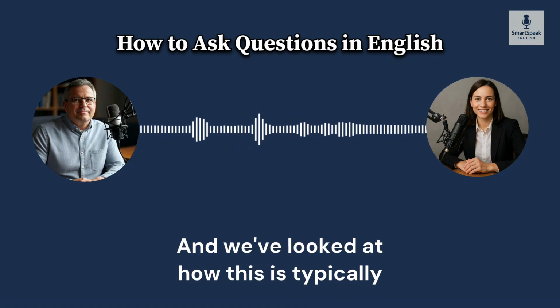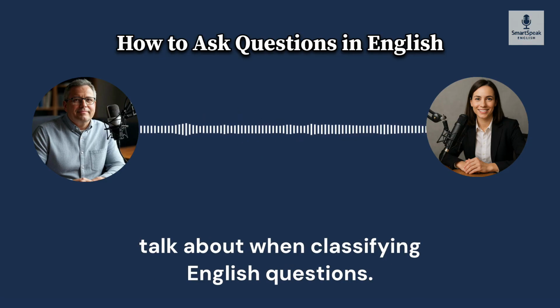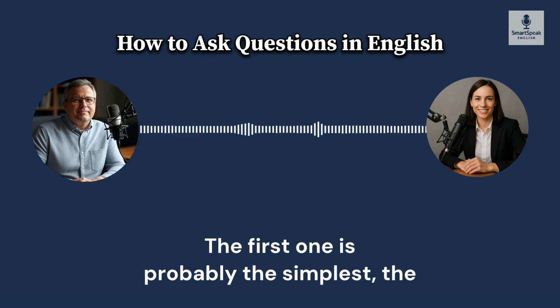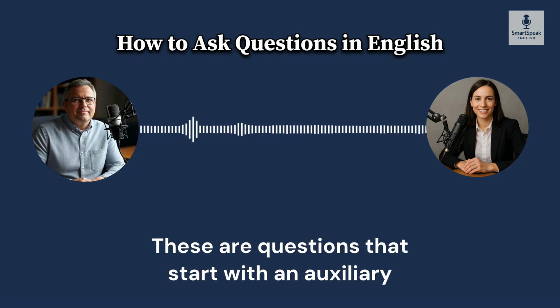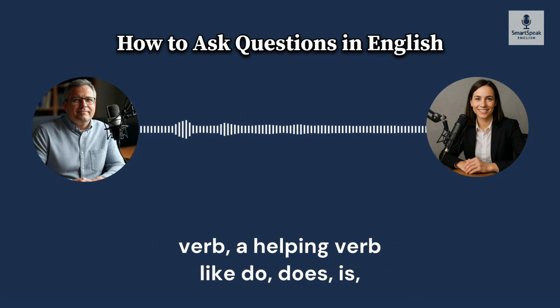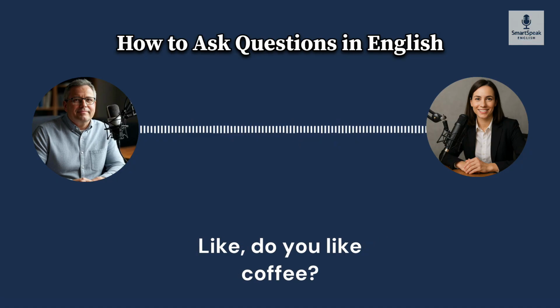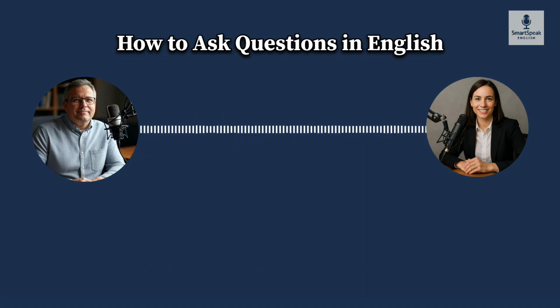Right. And we've looked at how this is typically explained. There are sort of three main pillars people talk about when classifying English questions. Okay, let's start there. The first one is probably the simplest. The yes-no type. Exactly. These are questions that start with an auxiliary verb, a helping verb like do, does, is, are, can, will, things like that. And they expect, well, yes or no, like, do you like coffee? Or are you coming to the meeting? Straightforward confirmation.